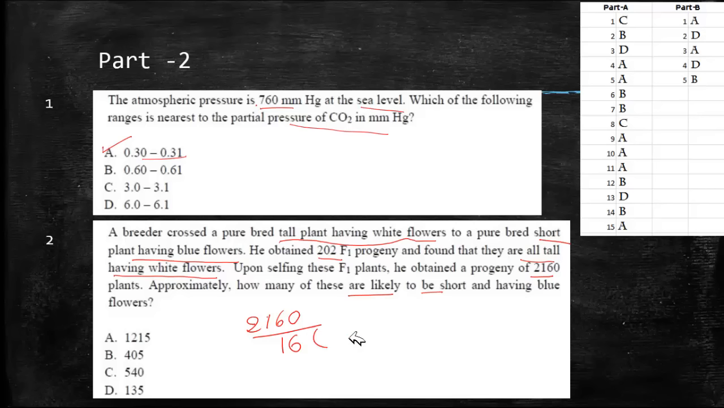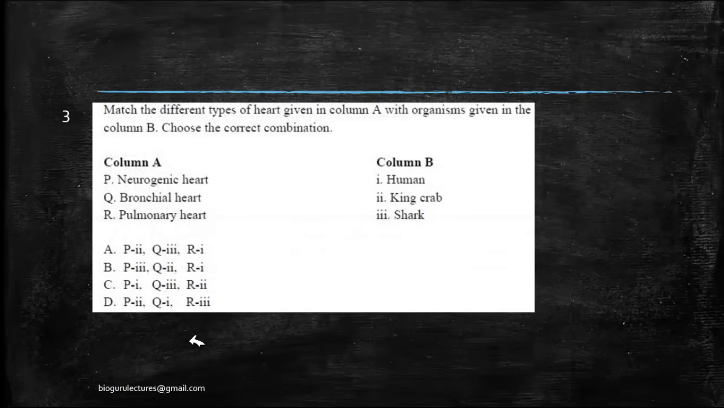This 16 comes from the phenotypes, generally 9 is to 3 is to 3 is to 1, right? So 9 plus 3, 3 plus 1, 16. Through this you can predict how many will be the probable blue flowers with short length. So you can see here it is generally 135. 135 is the right answer here. A bit logical, but really simple one.